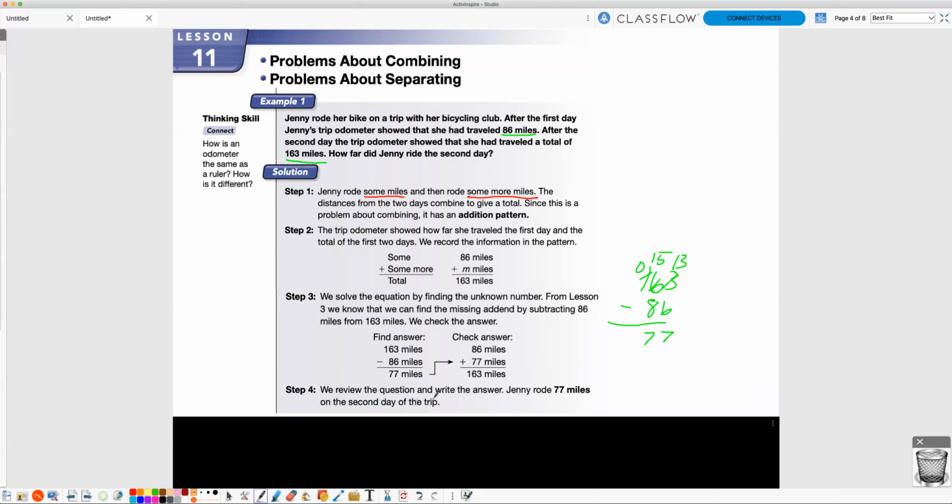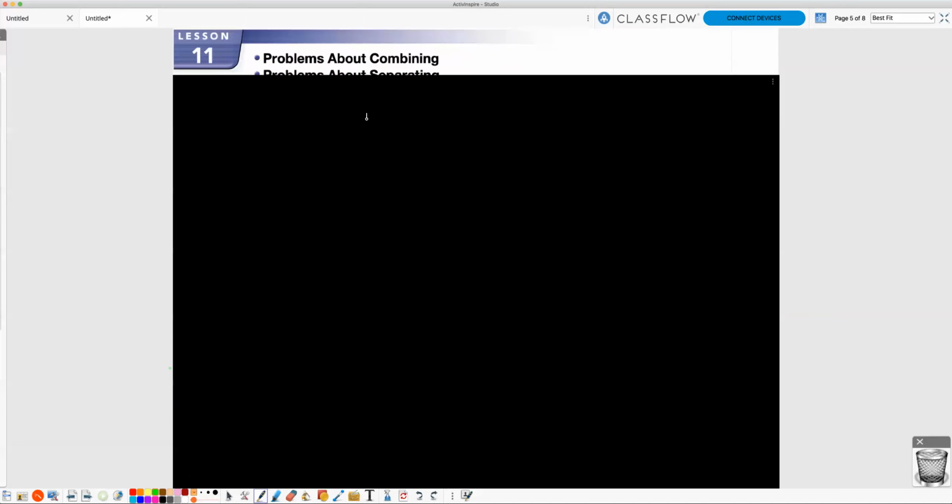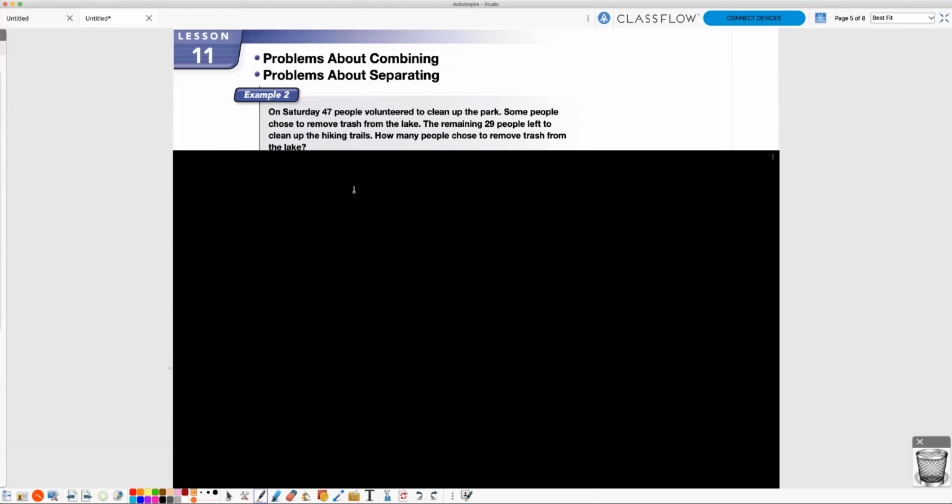To review the question, you review the question and write the answer. Jenny rode 77 miles on the second day of the trip. The first day was 86 miles, the second day was 77 miles. We didn't know that at the beginning. We just knew that there were 86 miles and then a total of 163 miles. Let's look at another example.